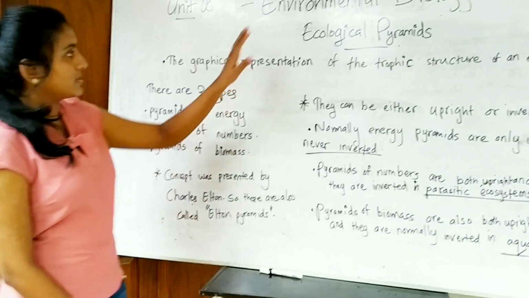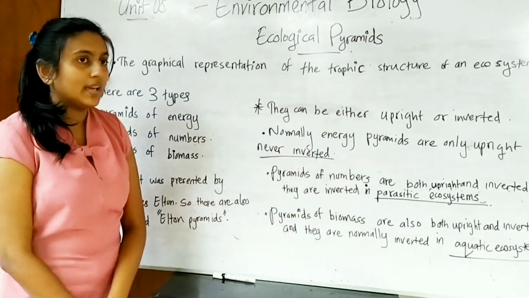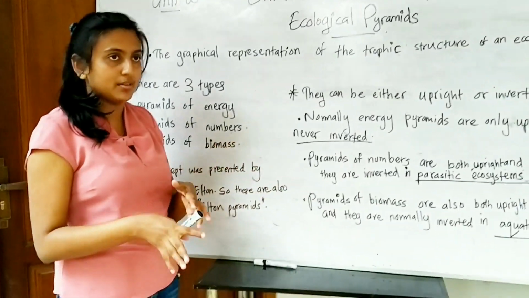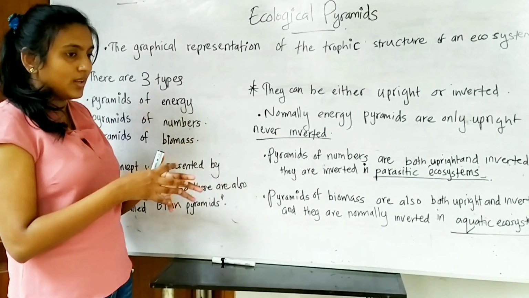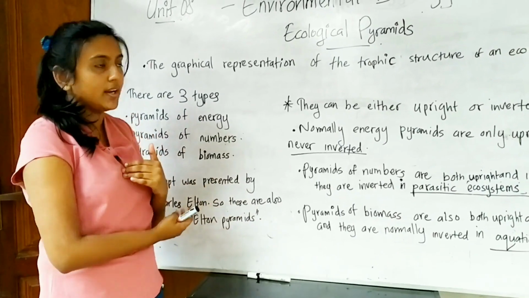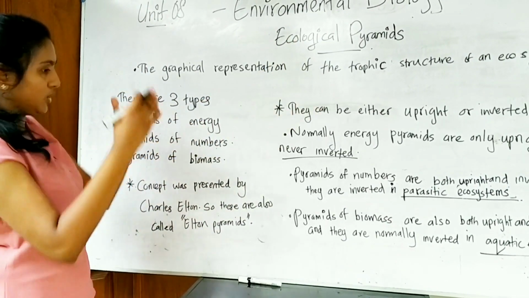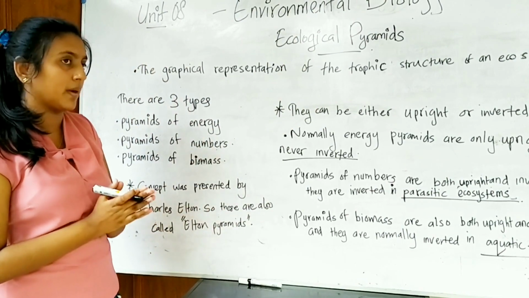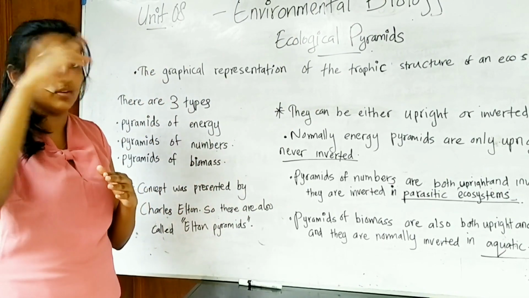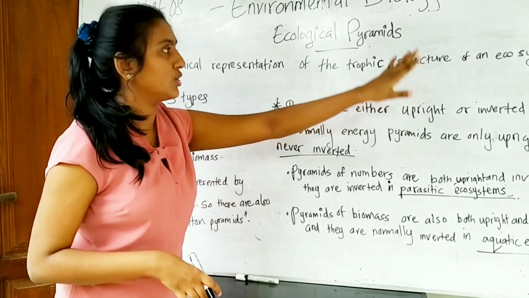Okay, in this part we are going to talk about the ecological pyramid. An ecological pyramid is not something different from food chains. It's a graphical representation of food chains itself, right? Ecological pyramids use a pyramid-shaped structure, which might be either upright or inverted, to represent the trophic structure of an ecosystem.